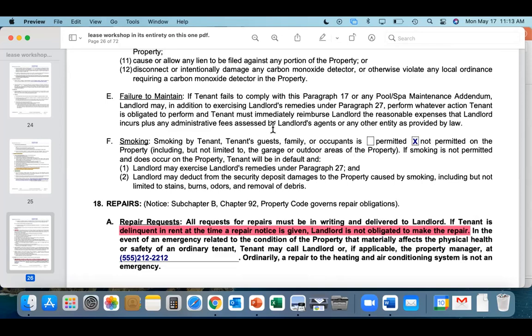Failure to maintain. If the tenant fails to comply with paragraph 17 or a pool and spa maintenance addendum, the tenant is obligated to, if they violate any of those, the landlord can get reasonable expenses paid back to them, including any administrative fees assessed. In other words, if they violate all that, the landlord's going to come after them for the expenses of that stuff.